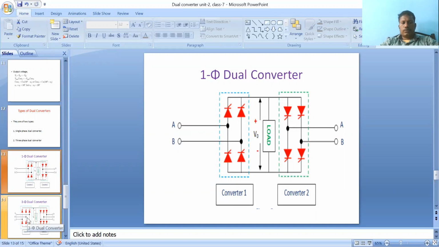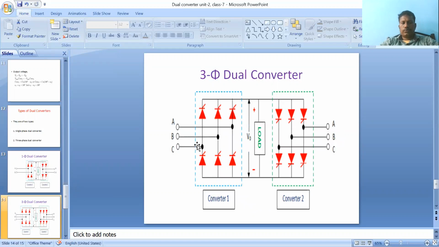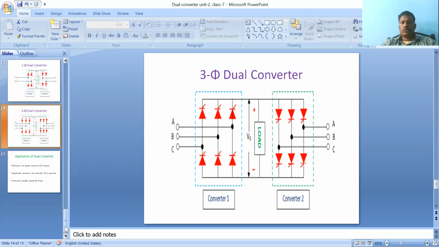Then the three phase dual converter, with phases A, B, C. It has a rectifier and also an inverter. These two converters are also connected anti-parallel. So that is how we connect a dual converter.